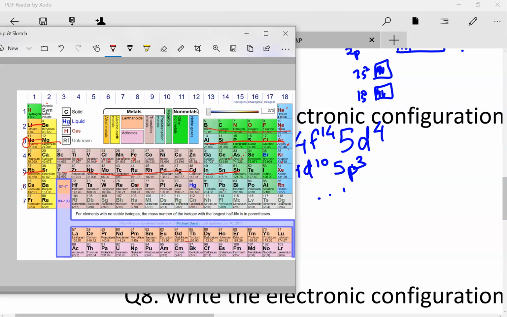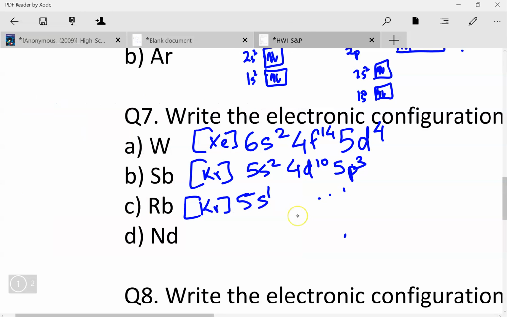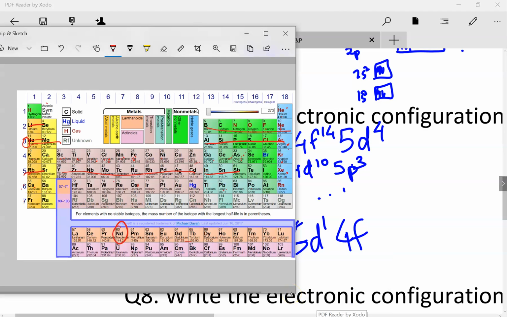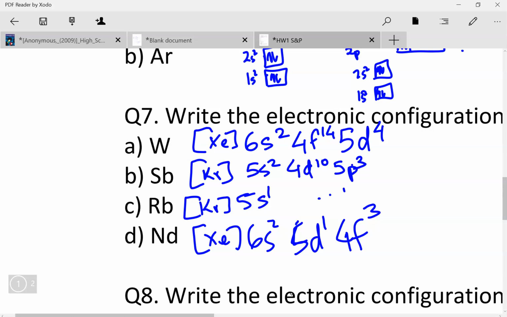Then whatever Nd is. Neodymium, sure. So this one is over here. So we go back, still xenon 6s2. I think this will be a 5d1, 4f... one, two, three, 4f3. There we go.